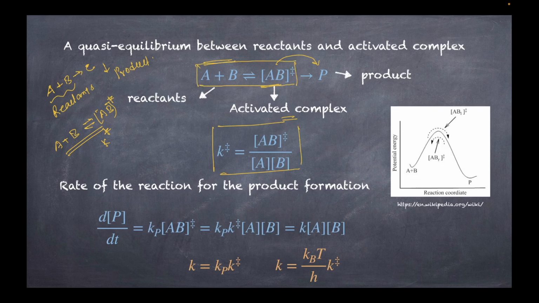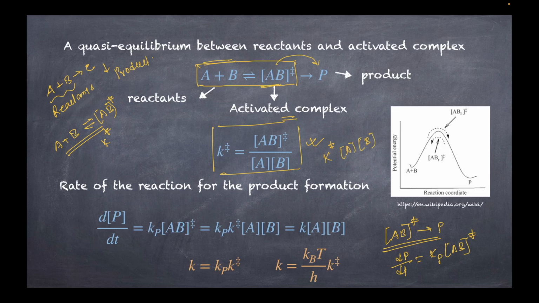Now the rate of the reaction of the product formation, that means from activated complex AB double dagger to product formation. For this reaction, the rate of the reaction will be dP/dt equal to some rate constant Kp, let's say, multiplied by concentration of activated complex, that means AB double dagger. Now from this relation, we can find out the expression of concentration of AB double dagger. So AB double dagger will be K double dagger times concentration of A times concentration of B.